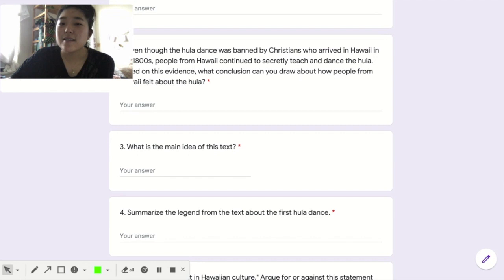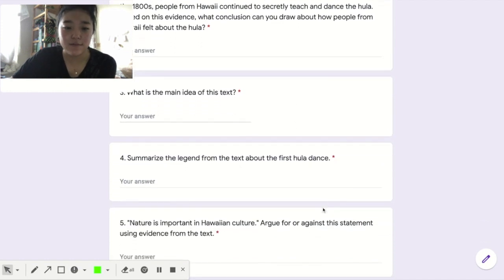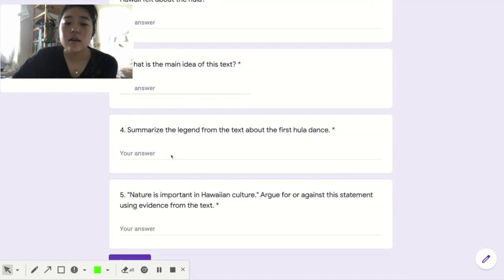Number 3, what is the main idea of this text? The main idea is what the text is mostly about. Hopefully you answered it out loud. So what is this text mostly about? Please write that down here. Number 4, summarize the legend from the text about the first hula dance. So what is the story that people used to tell about how the first hula dance came to be?